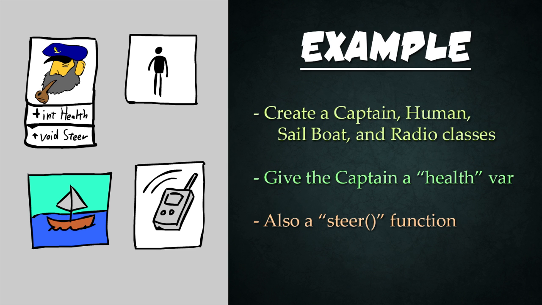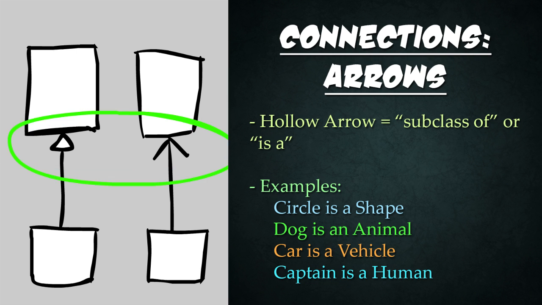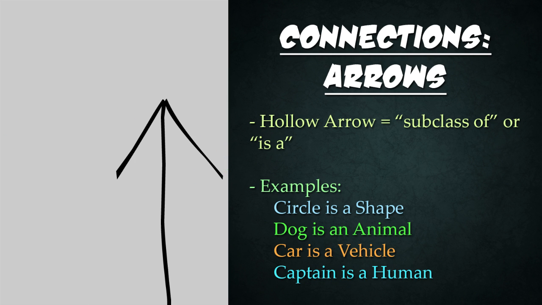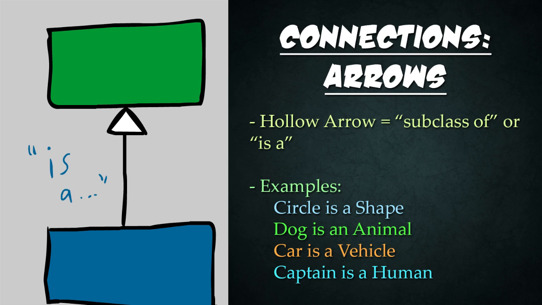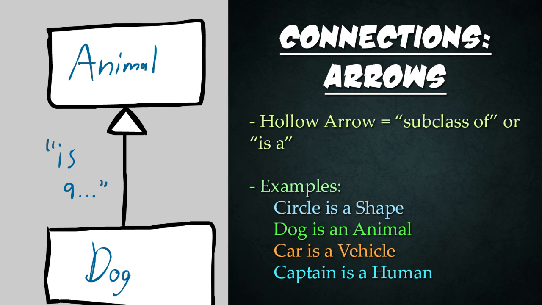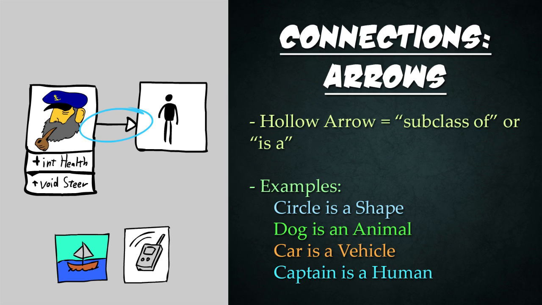Now we'll discuss connections, or how each class is connected to each other class. One of the key components of connecting two boxes together is the arrowhead. And the arrowhead can be in one of two forms, either a hollow closed off arrowhead or an open spiky arrowhead. The hollow closed off means that this is a subclass or subcategory of the other class. It basically says "is a." For example, a circle is a shape. A dog is an animal. A car is a vehicle. And the captain is a human.